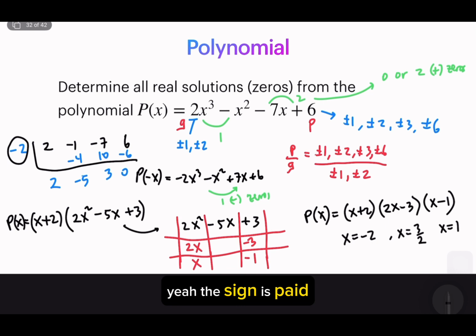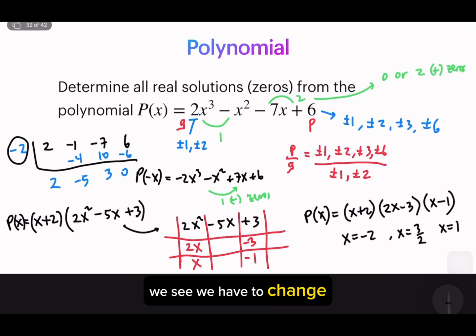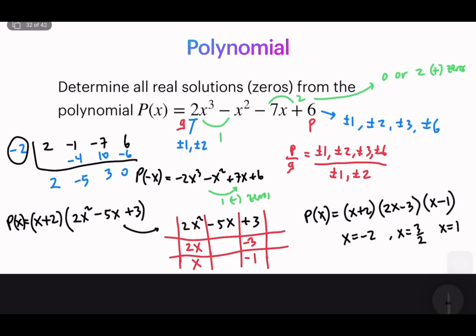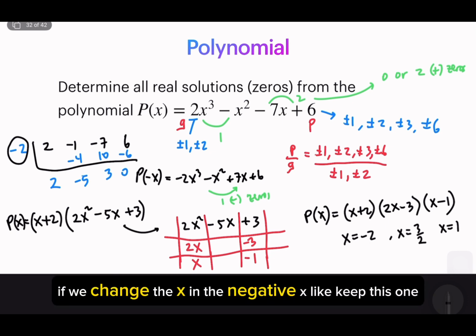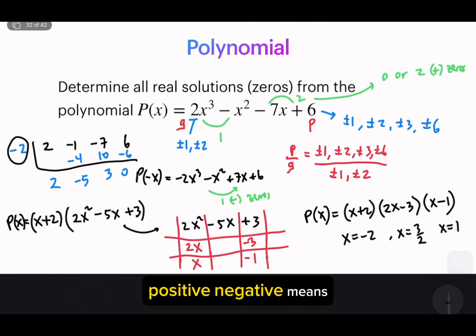Yeah, the sign of change. Basically, first we check this, the positive x. We see we have 2 changes. So it has 2, which means we have 2 or 0 positive zeros. If we change the x into negative x, like this one, it means that this will be for negative zeros.